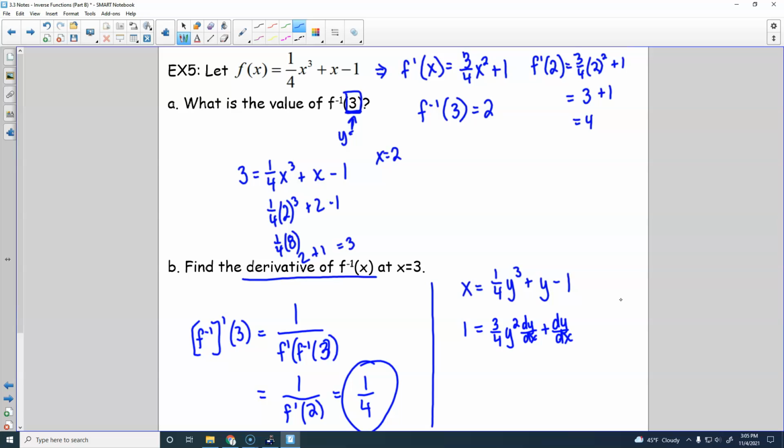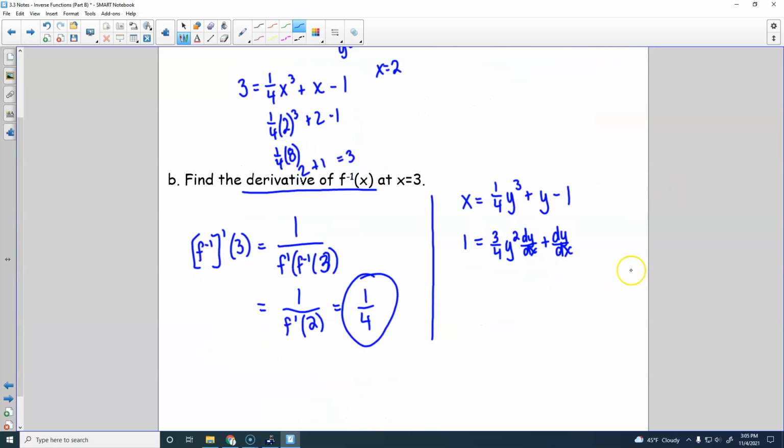You're going to have the formula if it's a table problem, so probably the formula, but here's just an alternate option. So my dy/dx, if I factor it out, I've got 3/4 y squared plus 1. And so my derivative is 1 over 3/4 y squared plus 1. So this is the derivative of the inverse. And so you could just plug 3 into this.